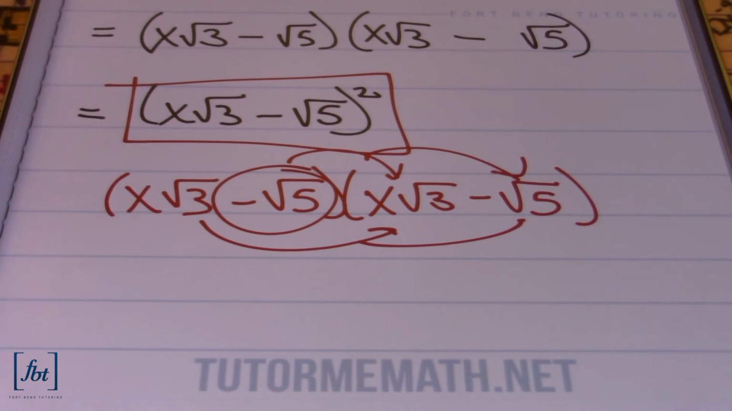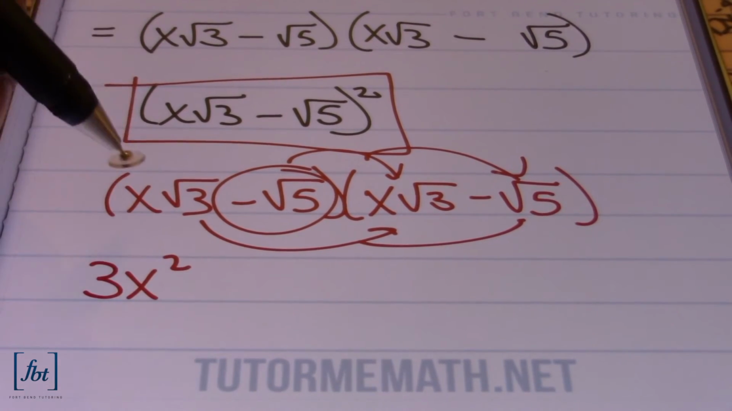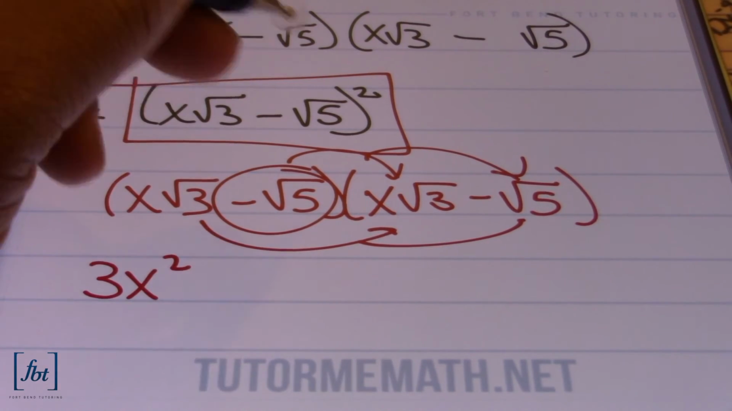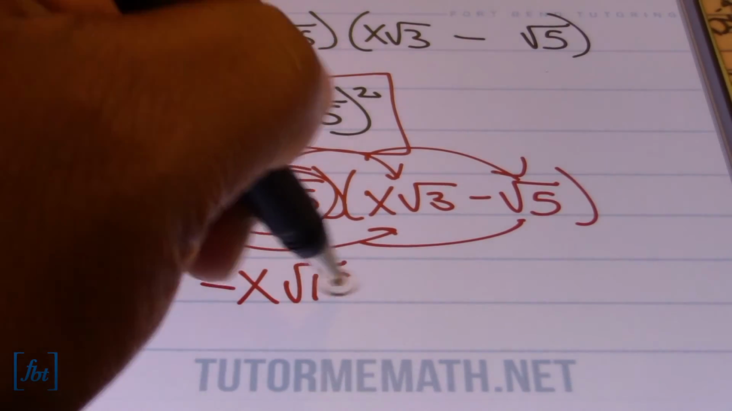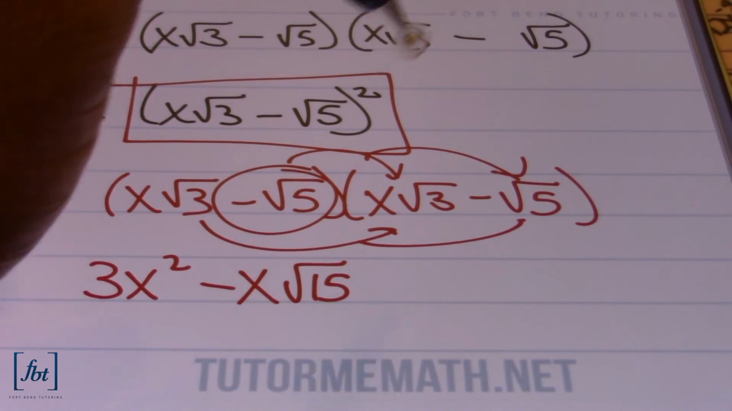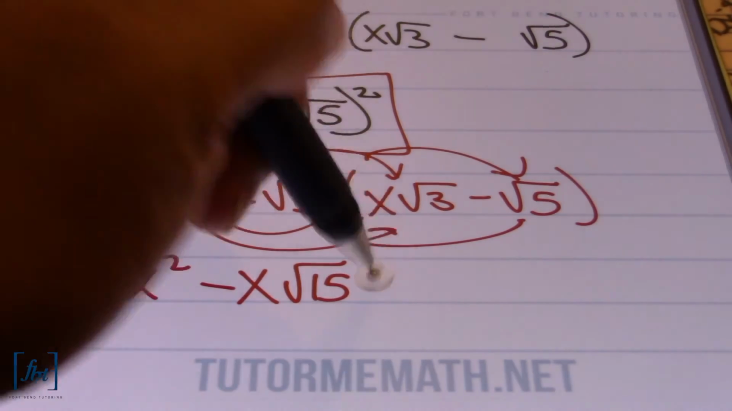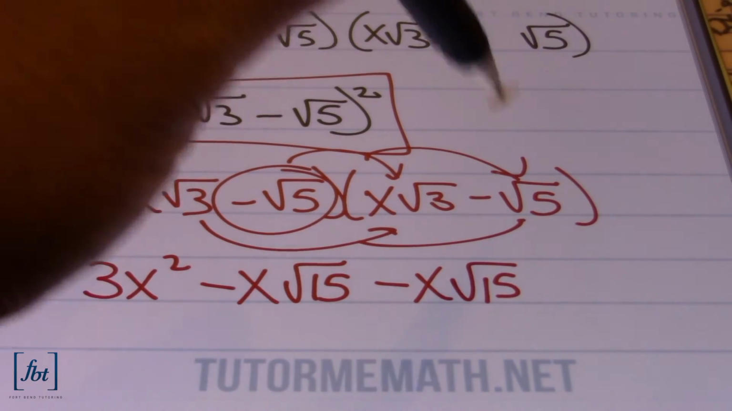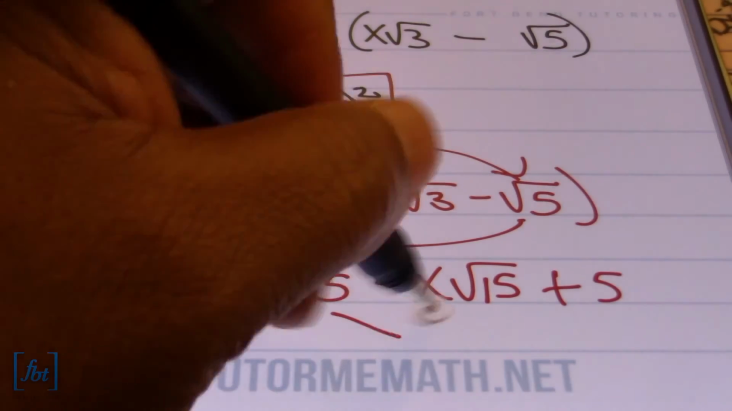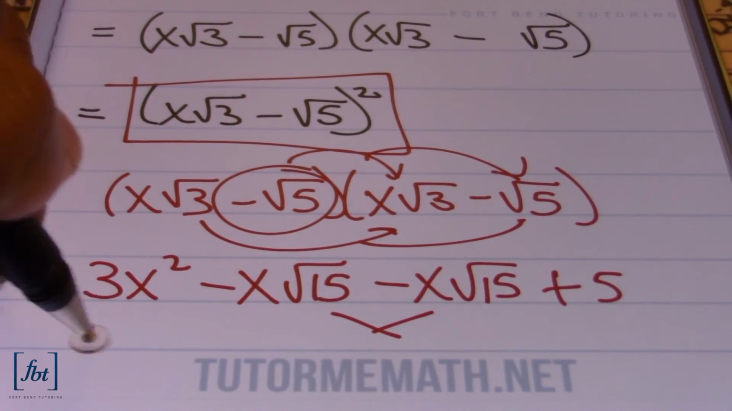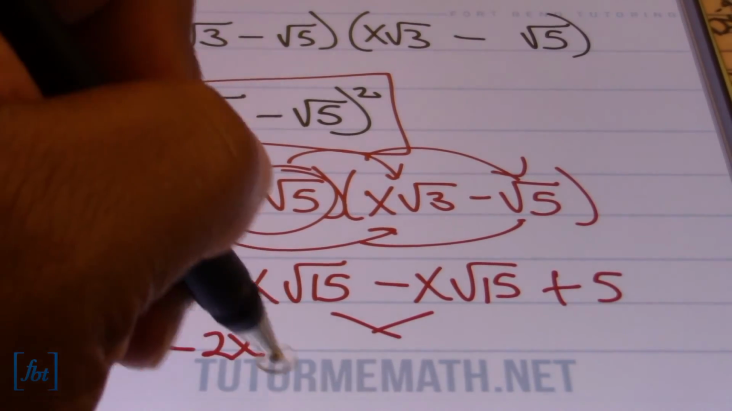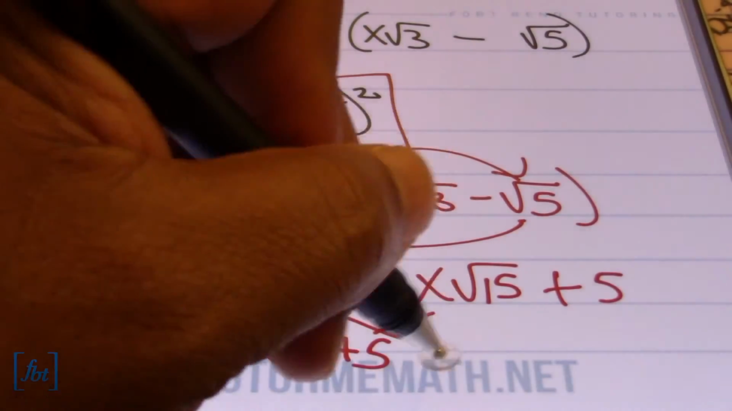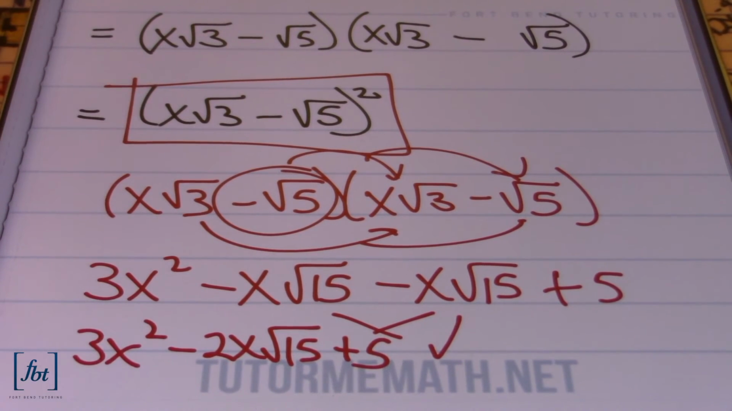So, multiplying this out. X times the square root of 3 times x times the square root of 3 gives us 3x squared. X times the square root of 3 times negative square root of 5 gives you a negative x square root of 15. Then multiplying negative square root of 5 times x times square root of 3 gives you a negative x square root of 15. And then finally, negative square root of 5 times negative square root of 5 gives you a positive 5. From here, you're going to combine your like terms, so you'll be able to rewrite this as 3x squared minus 2x square root of 15 plus 5, and this proves that our factorization is correct.